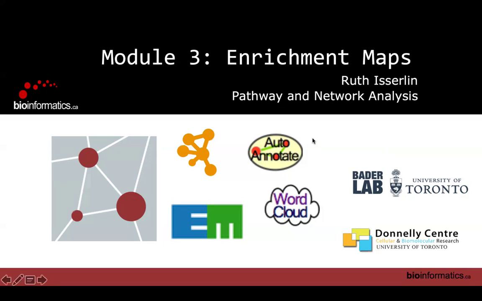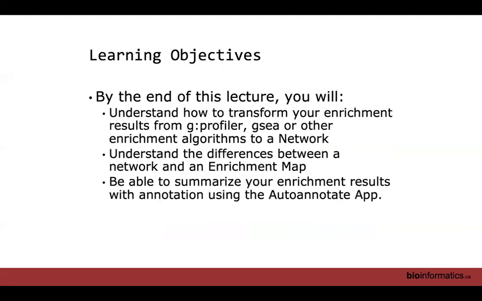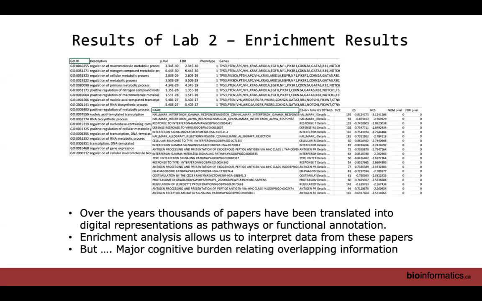And how we're going to do that is we're going to use a specific Cytoscape app called EnrichmentMap, as well as a bunch of other ones to take our results from the labs we did in Module 2 for gProfiler and GSCA and represent them in a more graphical representation. So by the end of this lecture, I hope that you'll understand how to transform your enrichment results from gProfiler, GSCA, or any other enrichment type algorithm to a network, understand the differences between a network, as we discussed in the previous lecture, and an enrichment map, and be able to summarize your enrichment results with annotation using the AutoAnnotate app, which is another Cytoscape app that we're going to discuss.